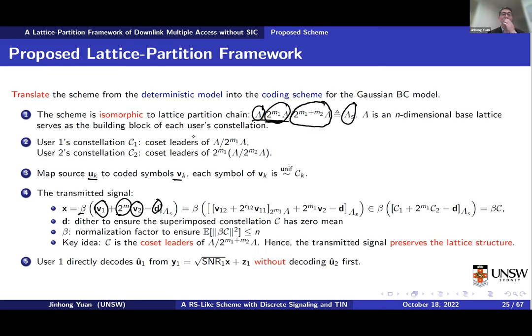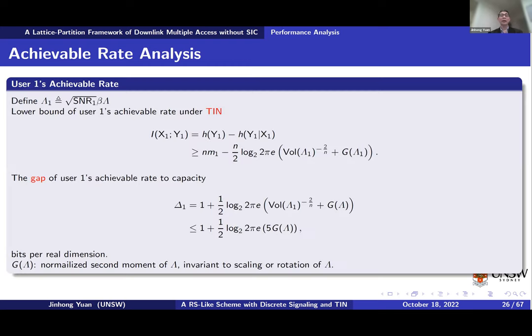And we see this is a rate splitting at the base station side. But furthermore, we see this rate splitting for user one can be represented as V12 and V11, but V11 also needs to be times 2 to the power of RM1. So you have another similar rate splitting here. So the transmitter code words for user one and user two are coset leaders. So they preserve this lattice structure. At the end of the day, user one only needs to decode its own message U1 without decoding U2 first.